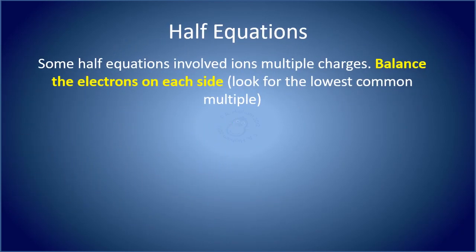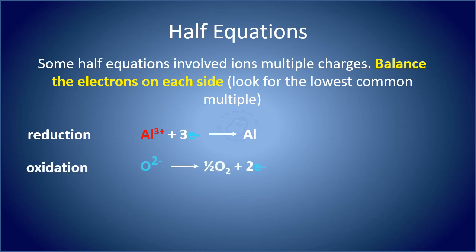One final thing we'll look at in terms of half equations, and this is the last slide in the presentation. One final thing that you need to look at: sometimes they give you ions with multiple charges. So we're going to go straight for our aluminium oxide, so the electrolysis of aluminium oxide.